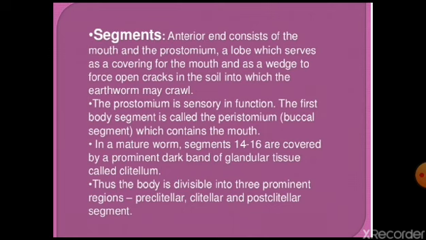In mature worms, segments 14 to 16 are covered by a prominent dark band of glandular tissue, that means it is secretory in function, called the clitellum. Thus the body is divisible into three prominent regions: preclitellar, that is before the clitellum; clitellar, the region having the clitellum; and postclitellar, that is after the clitellum.